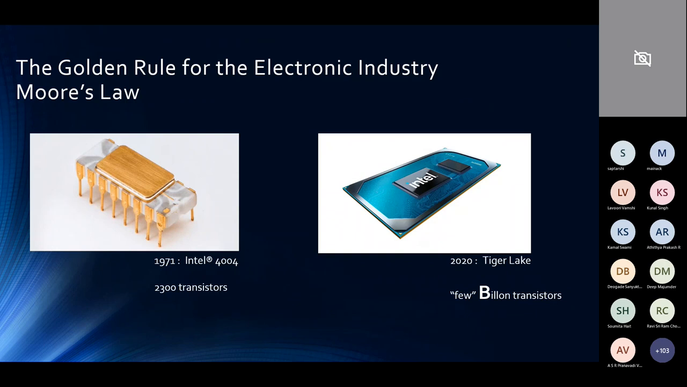These two slides are really dear to me. In 1971, Intel launched its 4004 chip. I believe it was used in a calculator or something like that. It had 2,300 transistors, and you could see only these many pins coming out from the package. In 2020, Intel launched a chip called Tiger Lake, and it had a few billion transistors. And of course the footprint, if you see, is comparable, and the number of transistors has gone from thousands to billions.